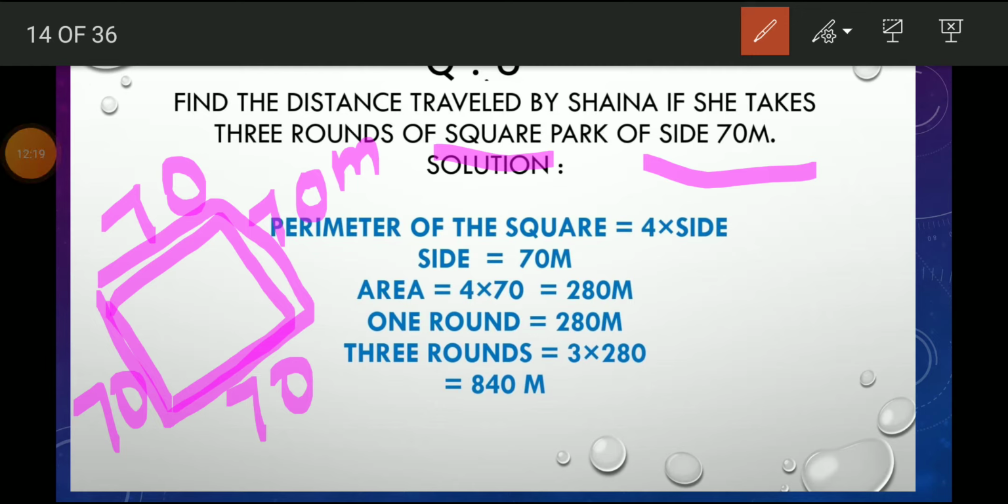So 4 into 70, that is 4 sevens are 28. So the 0 comes to here. So 280 meter. Okay, so one round is 280 meter, and there are 3 rounds. She takes 3 rounds. Okay, so 3 into 280 meter, that is 840 meter.